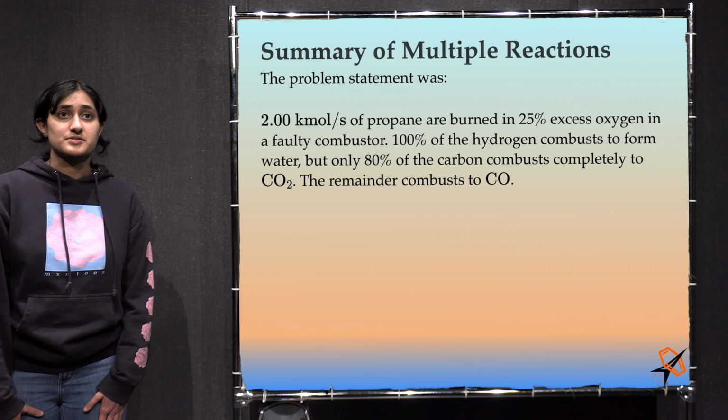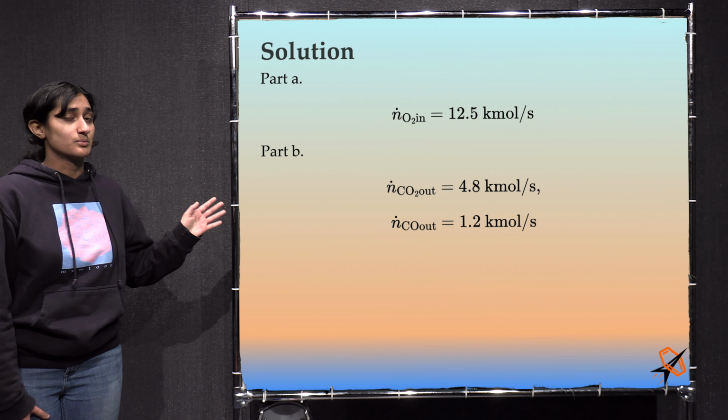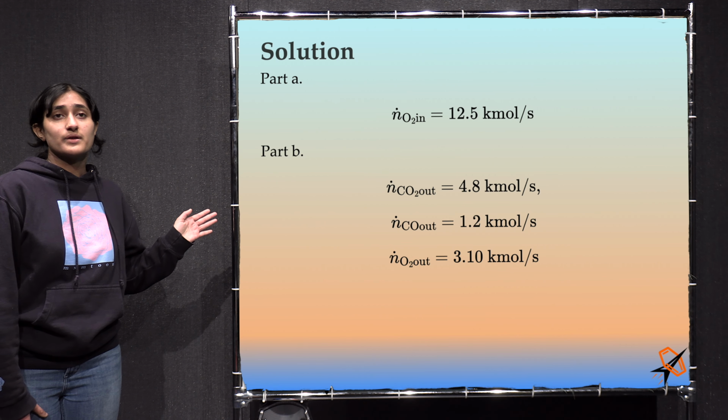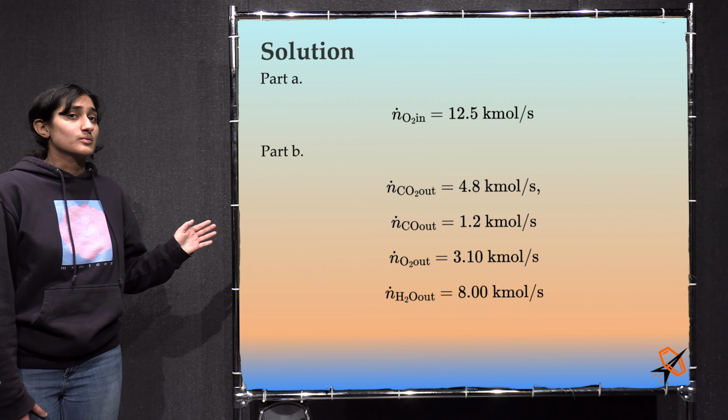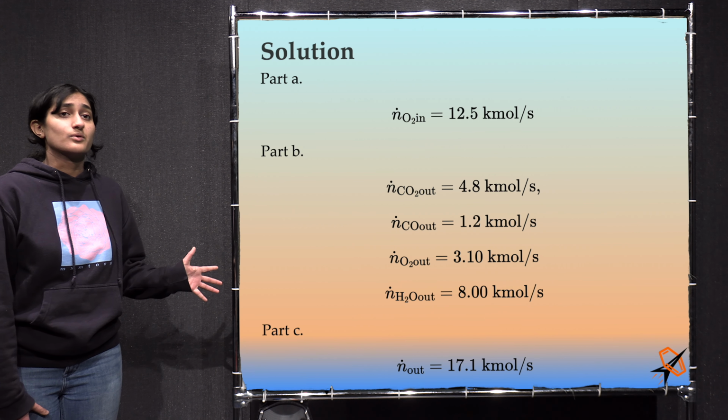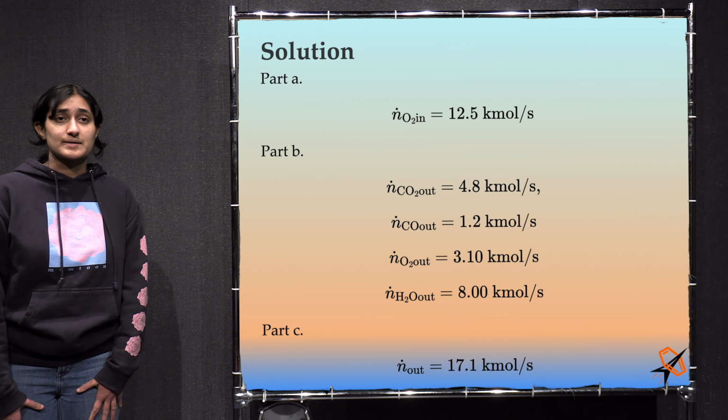The results were, the input oxygen flow rate was 12.5 kilomoles per second. The output flows were carbon dioxide 4.8 kilomoles per second, carbon monoxide 1.2 kilomoles per second, oxygen 3.1 kilomoles per second, and water 8 kilomoles per second. The total exhaust flow was 17.1 kilomoles per second.